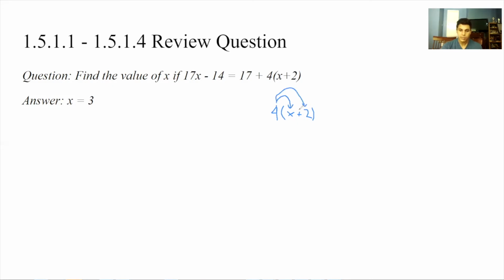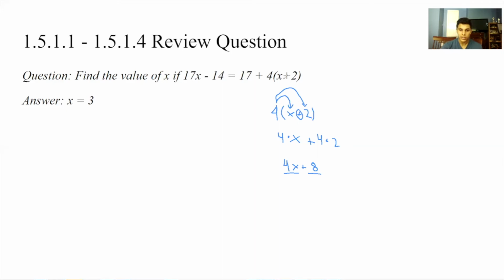Because remember, we need to keep whatever symbol's in the middle here, which is an addition symbol. So we can simplify this to 4 times x plus 4 times 2, and then simplify that down to just 4x on its own plus 8. And so now we have a constant here, and we have a variable here that's not inside a parentheses. So now we can use our equation equality rule a little bit more easily on it to simplify this equation.